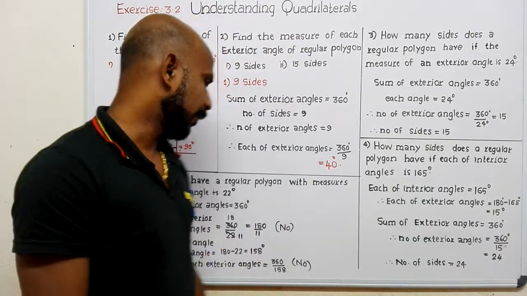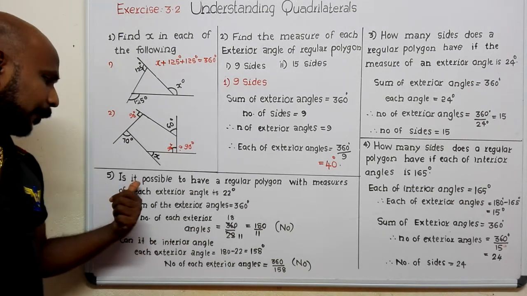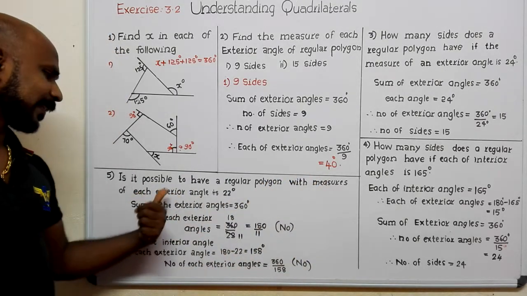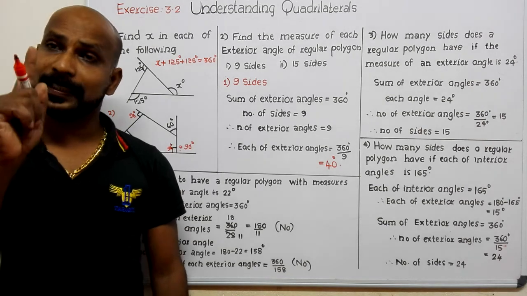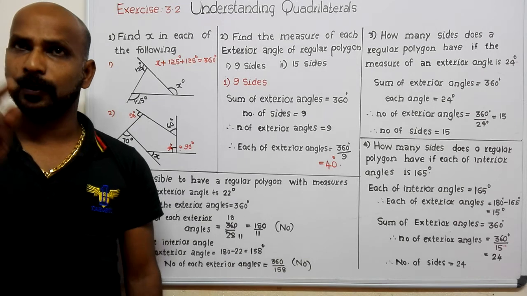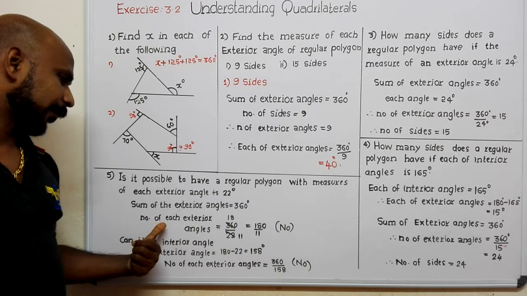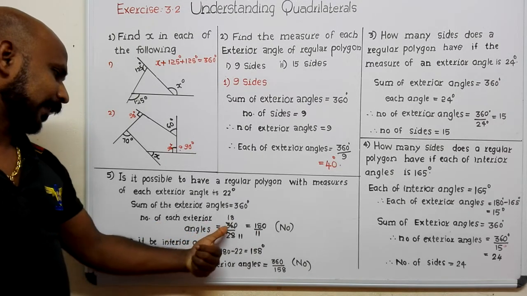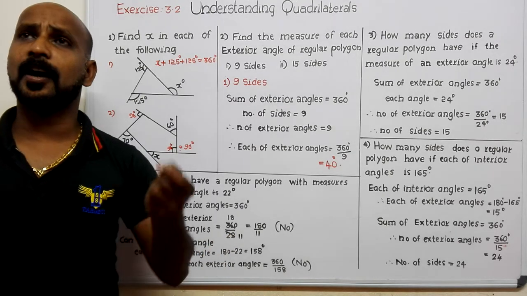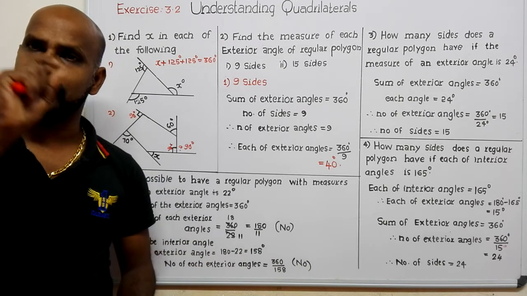That is also finished. Now we are moving into the fifth question. We can read the question here. Is it possible to have a regular polygon in which the measure of each exterior angle is 22 degrees? Each exterior angle is 22 degrees. Is it possible to have a polygon like that? That we are going to check. Now, the sum of the exterior angles equals 360 degrees, and the number of exterior angles equals 360 divided by 22. How can we find the number of exterior angles? Sum of the exterior angles divided by each exterior angle.